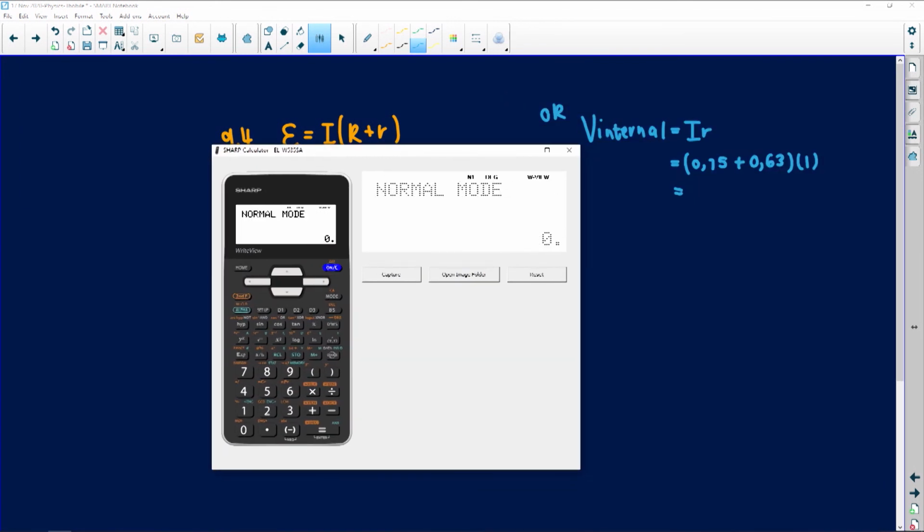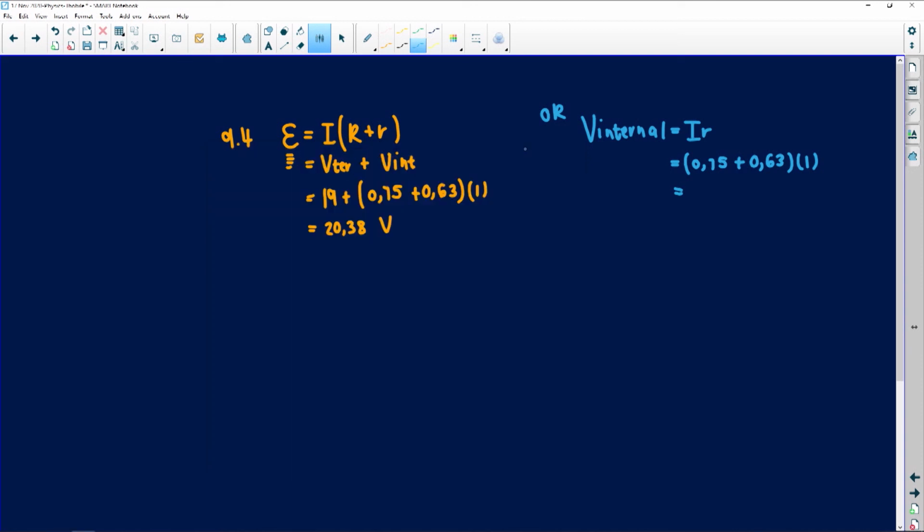Let's see what we get there. Remember, there's many ways to kill a cat in physical science. 0.75 plus 0.63. I'm not really going to say times 1 because anything multiplied by 1 remains itself. So here I get 1.38 as a decimal. The SI unit for V is a capital V, right? Then I can say my E is equal to V terminal plus V internal.